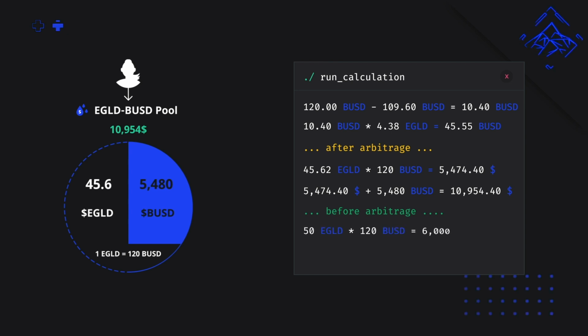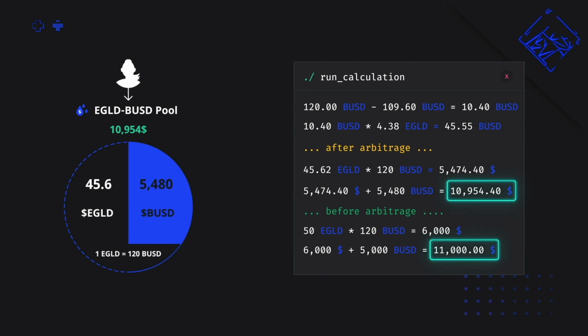Since the price of 1 EGLD is now 120 BUSD, our total will come in at $10,954.40. But, if you just held onto your assets you would have had $11,000. So, you would have had $45.60 more in your balance, had you just held onto your assets instead of providing them to liquidity. Exactly the profit that the arbitrageur made.